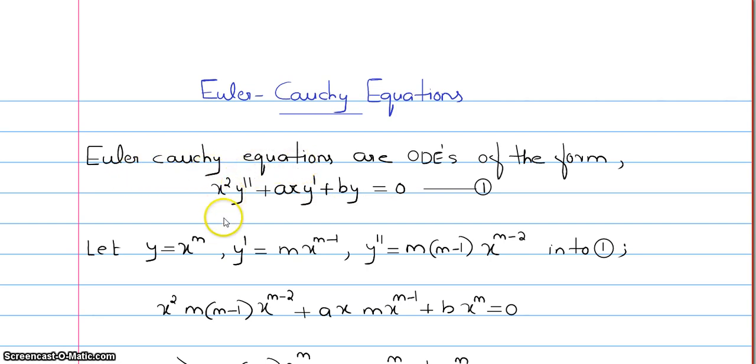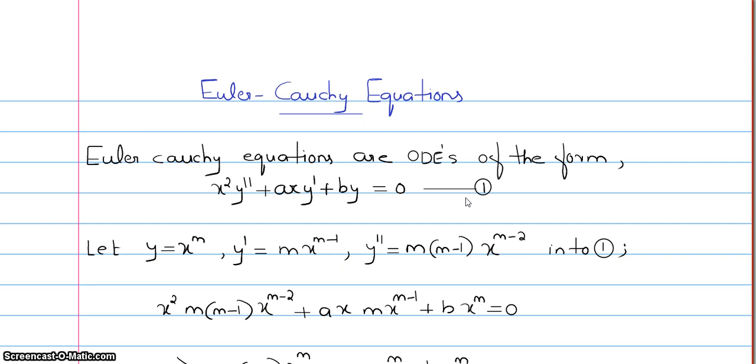The coefficient of the second derivative term will contain x squared, and the y dash term will also contain an x. So a differential equation of this form is known as the Euler-Cauchy equation. Now let's see how we can solve this type of differential equation.